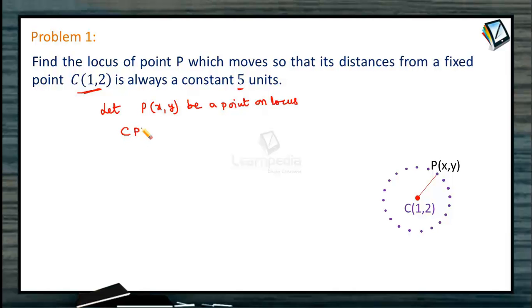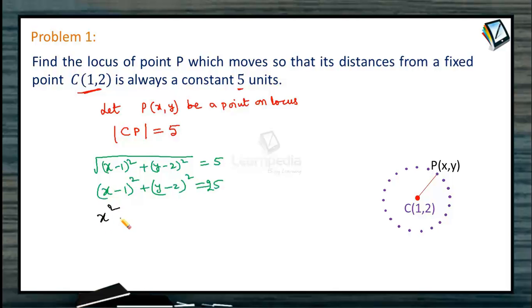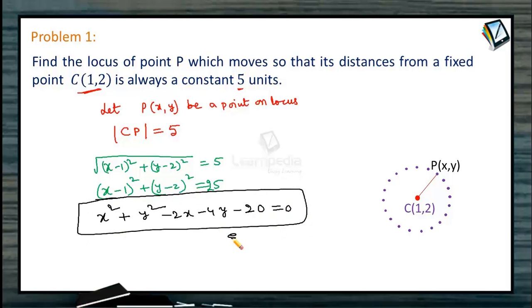The condition is that CP is equal to 5. That is, root of (x minus 1) square plus (y minus 2) square is equal to 5. Squaring on both sides, this becomes (x minus 1) square plus (y minus 2) square is equal to 25. When I expand, I have x square plus y square. The cross product term here is minus 2x. The cross product term here is minus 4y. The constant term here is 1 square plus 2 square, which is 5, and 25 comes here. The constant becomes minus 20, is equal to 0. So this becomes the equation of the locus P(x, y). That is, when we plot this on a graph sheet, we see that we get a nice circle of this form.